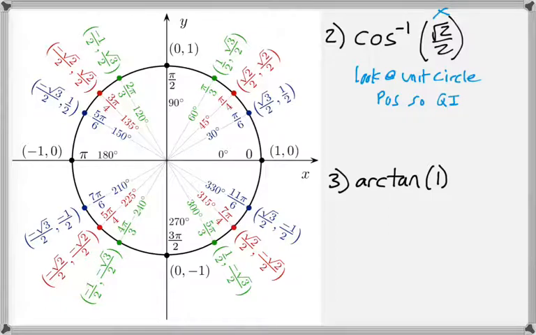Inverse cosine is only defined in two quadrants, quadrant 1 and quadrant 2. So if it's negative, use quadrant 2. If it's positive, use quadrant 1. So where is there an x value of square root of 2 over 2? That is right here. So that would be pi over 4.